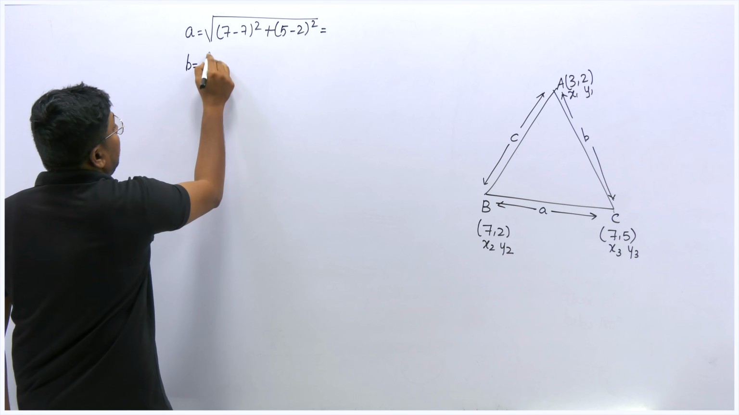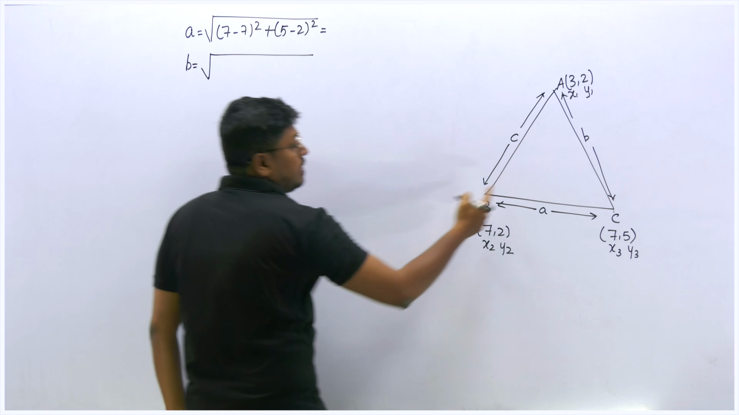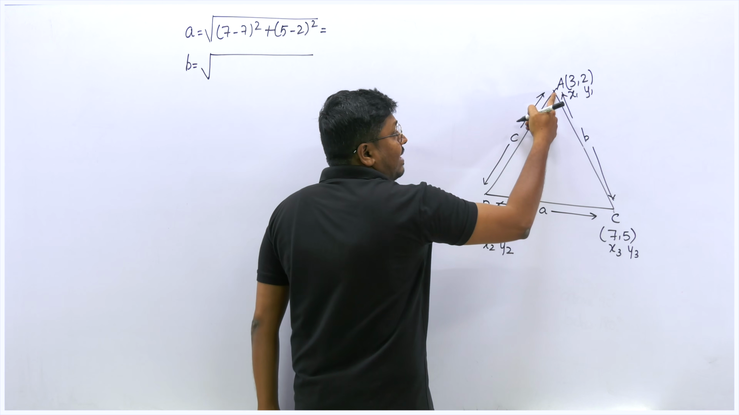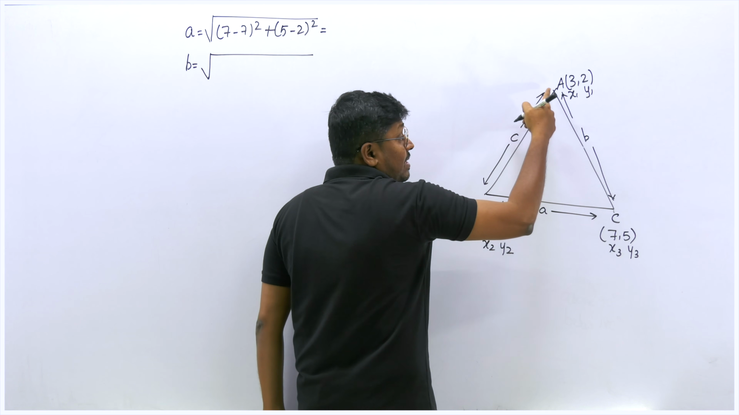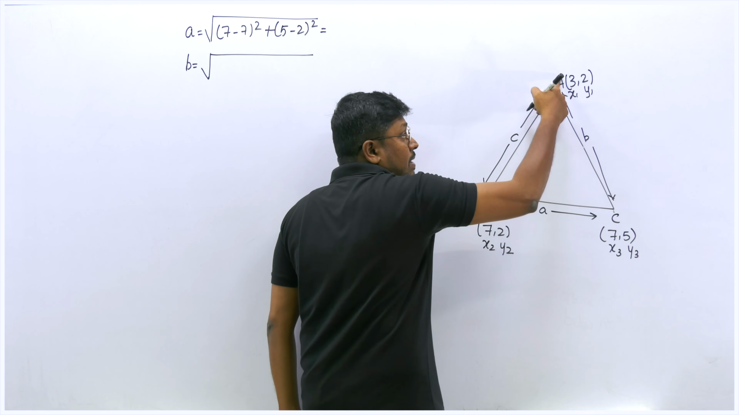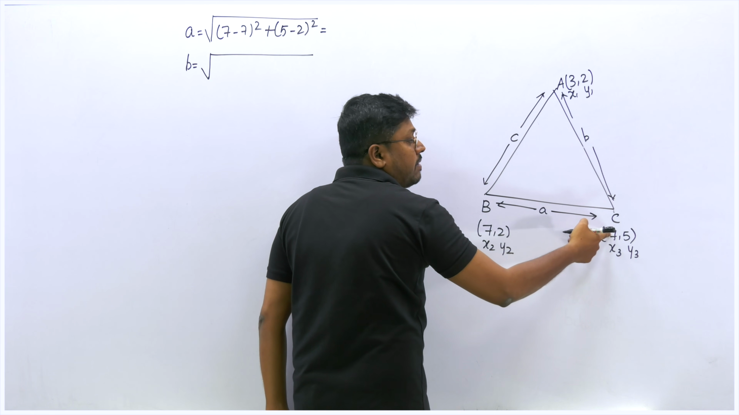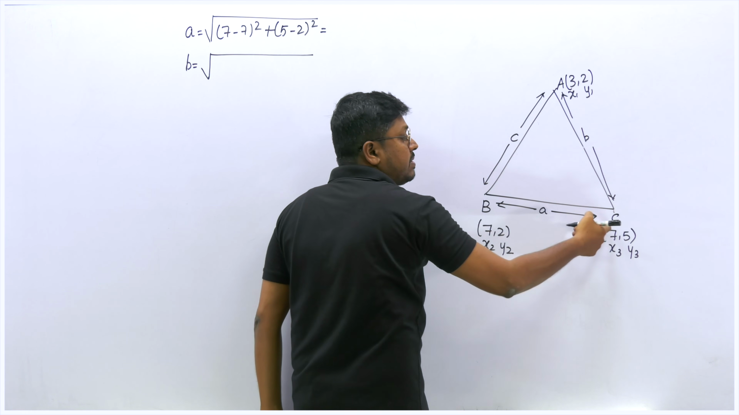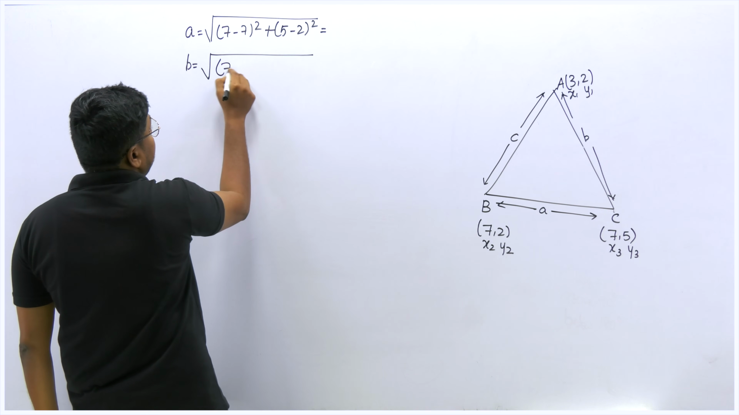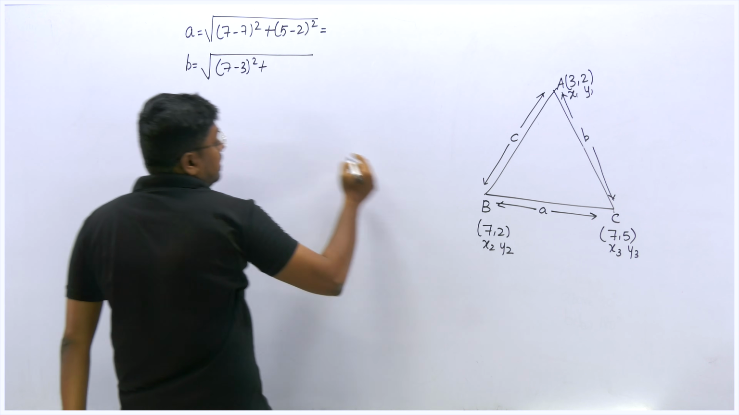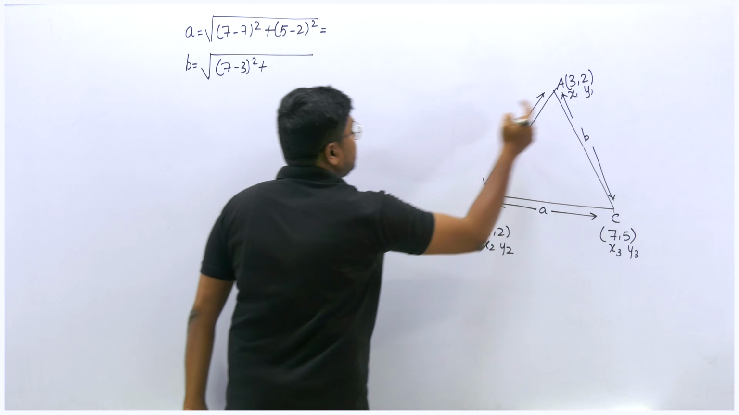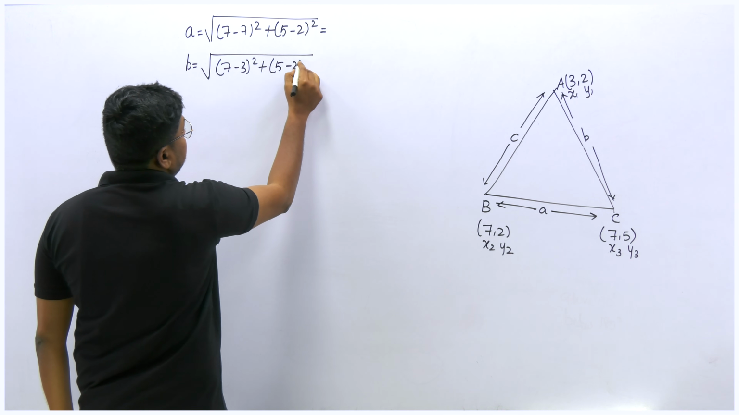Similarly, the value of b, how do we find this? B lies on the vertices A and C. Don't go AC, go in reverse order, CA, right? So C x value is 7, A x value is 3, so 7 minus 3 the whole square. Similarly, y value, 5 minus 2 the whole square.